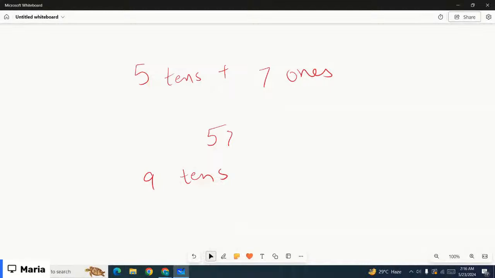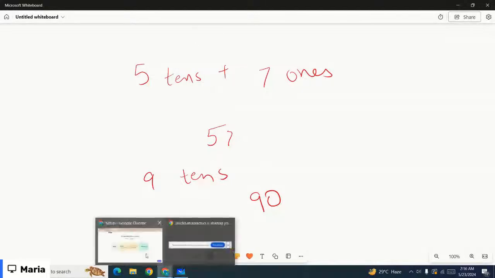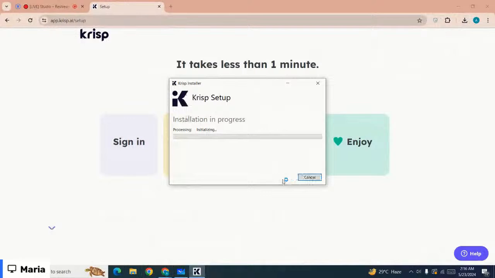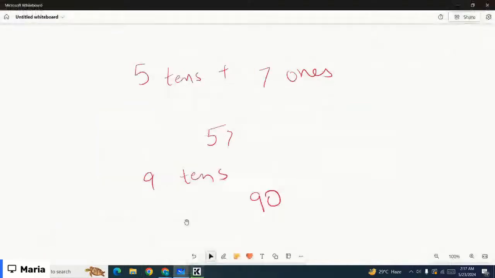Again, you are not given any ones, right? So that means the ones digit is zero, and the tens digit is nine. So together they make 90. Got it? The correct option is 90. So together they make the number 90, right?